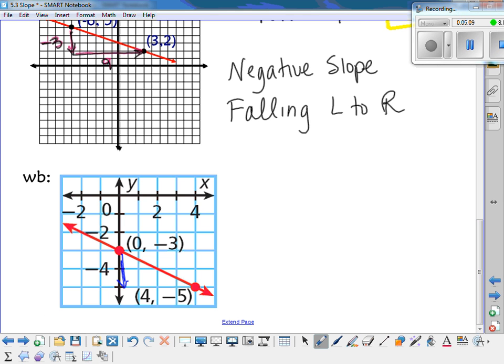Oh, there it goes. Okay, so we went down 2, and we went to the right 4. So that reduces to negative 1/2.